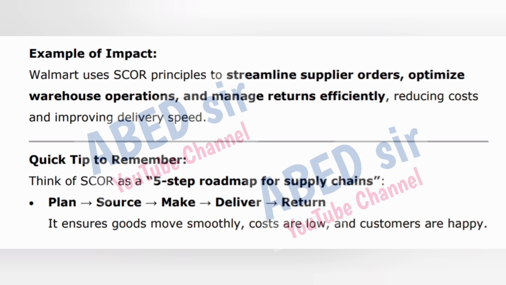Example of impact. Walmart uses SCOR principles to streamline supplier orders, optimize warehouse operations, and manage returns efficiently, reducing costs and improving delivery speed. Quick tip to remember: think of SCOR as a 5-step roadmap for supply chains. Plan, source, make, deliver, return. It ensures goods move smoothly, costs are low, and customers are happy.